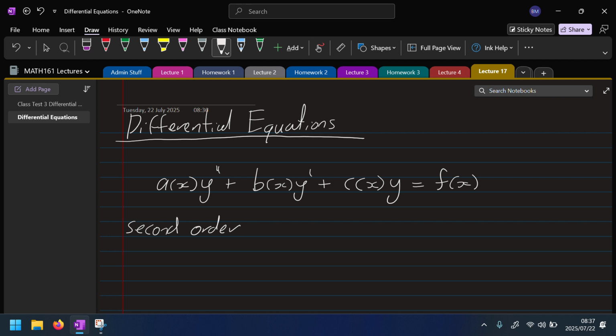Because we've got the y double prime, so it's second order. Okay, and we know that it is linear. So you can do the test for that in your own time, but we know that this is also linear. So this is a second order linear differential equation.